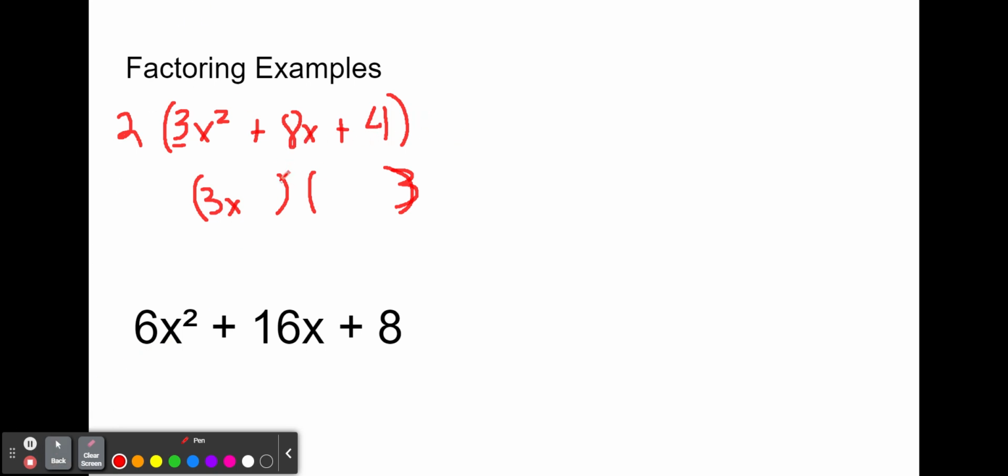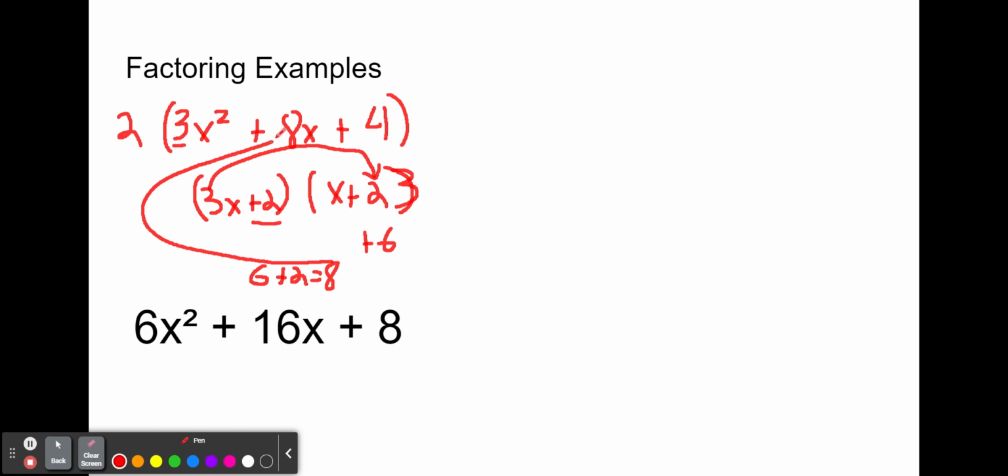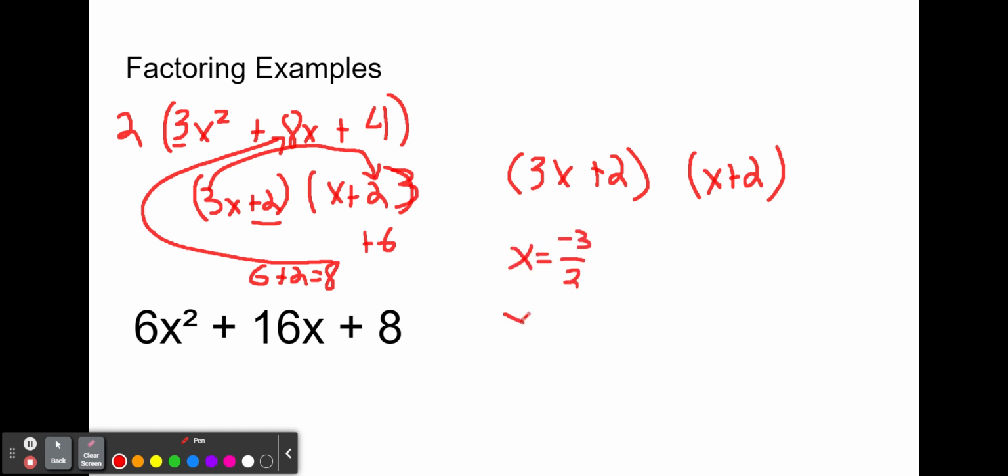So a good thing that you can do with this is just x plus 2 over here and 3x plus 2 over here. So this 3 will multiply to this 2. That's actually a plus 6, and this is a plus 2. And 6 plus 2 is equal to 8. So this equation works with this. And obviously when you have the 3x plus 2 and then the x plus 2, x is going to equal negative 3 over 2, and x is going to equal negative 2.